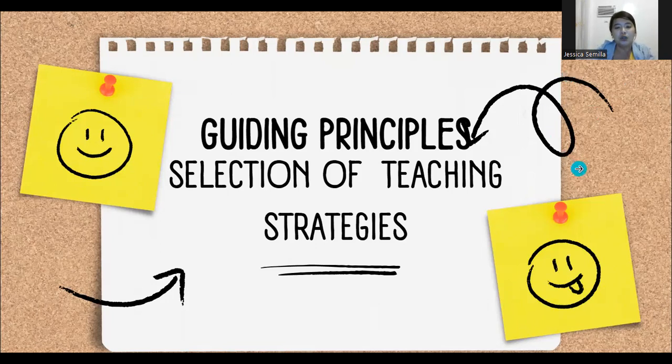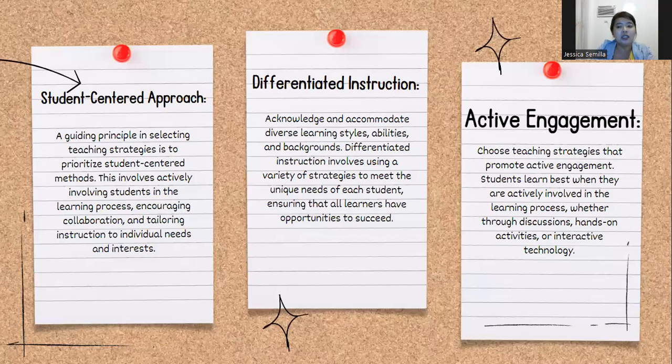The first thing that you need to look into is that the strategy you're about to choose should be a student-centered approach. Student-centered approach means the students are the ones involved in the teaching and learning process. Therefore, the activities should encourage collaboration, tailoring instruction to the individual's needs and interests. Your activities and discussion should look into the needs of our learners, and not only your level. Look at the level of our learners and the needs of your learners.